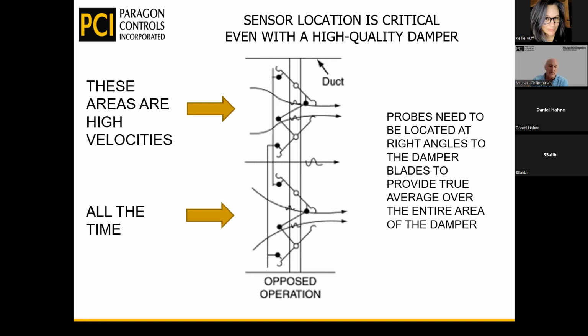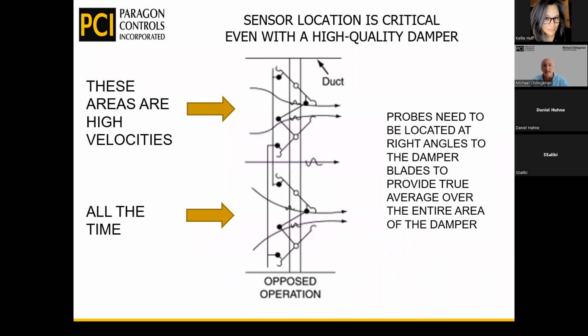But where you have your shaft as an axis of rotation for the damper, those are going to act as nodes, and you're going to have low velocities at those areas most of the time, unless the damper is fully open. So we need, in general, to locate our probes at right angles to those dampers so that we get a good average over the device.